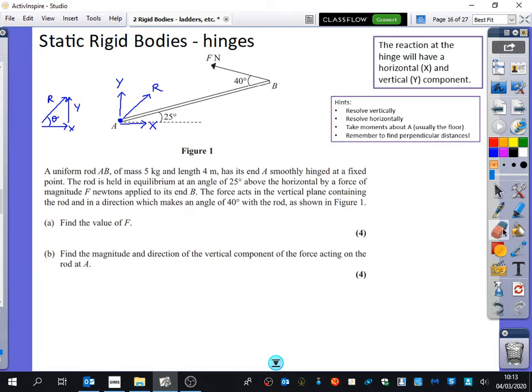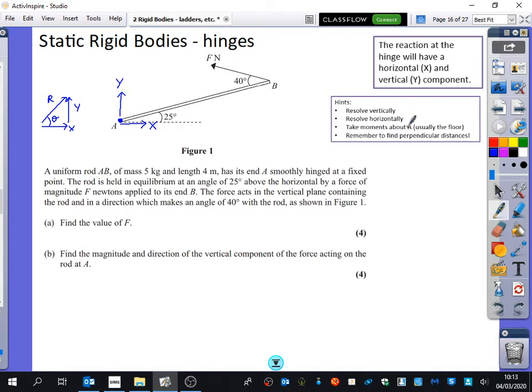So I'm going to leave off this R force that I've got here, and I'm just going to proceed with the question. It kind of looks like the previous example. What would you say that the X force appears to be? It's like the friction, and the Y force is like the normal reaction. So it's the same kind of thing, it's just slightly different. There's a couple of things that might come up. Same things as before: resolve, resolve, take moments.